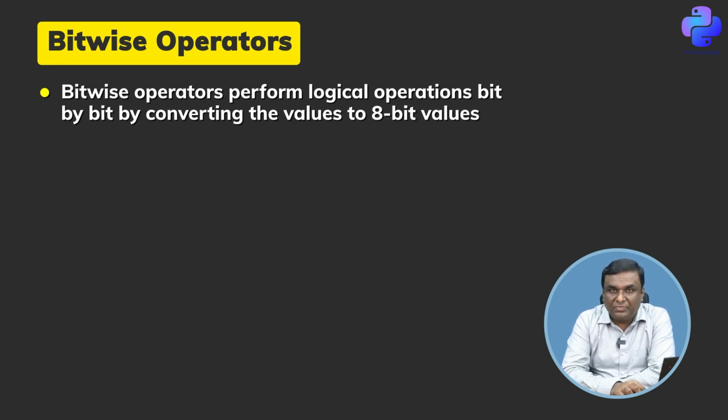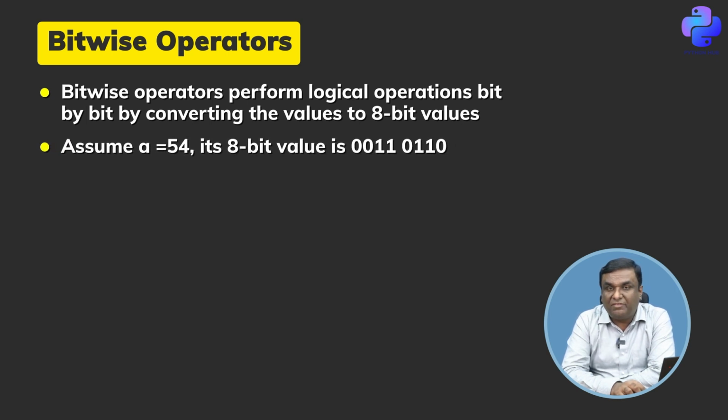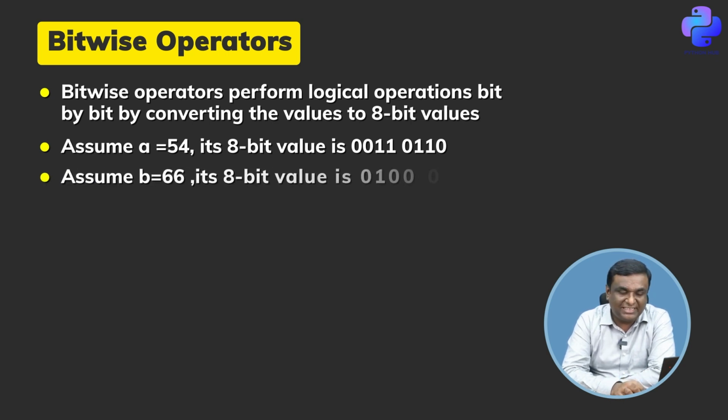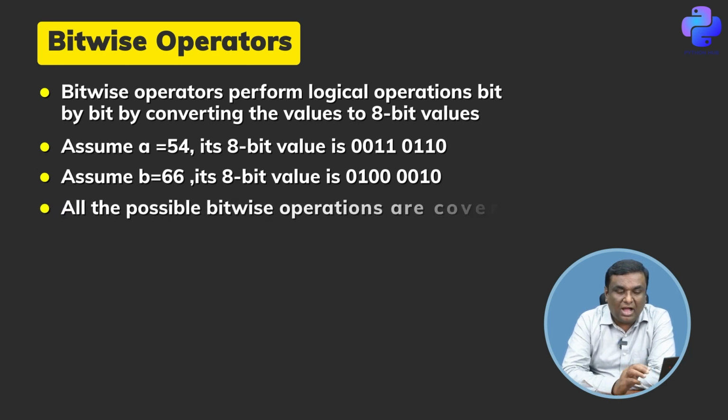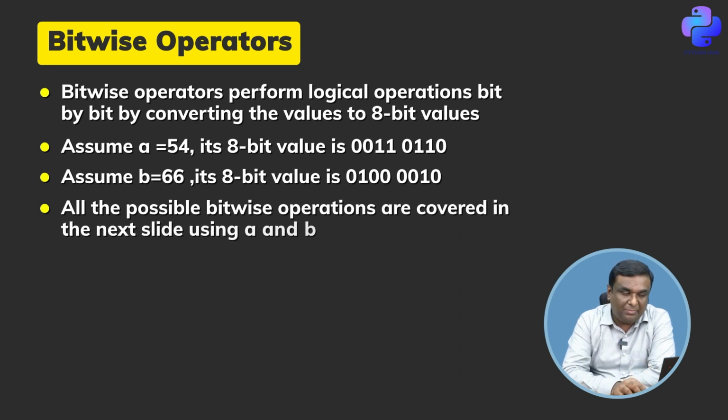Let's say, for example, we assume A is equal to 54. Its 8-bit value is 00110110. Of course, you need not memorize this. The system will be able to do this for you. Let's take one more. Assume B is equal to 66. Its 8-bit value is 01000010. All the possible bitwise operations are covered with the help of A and B.